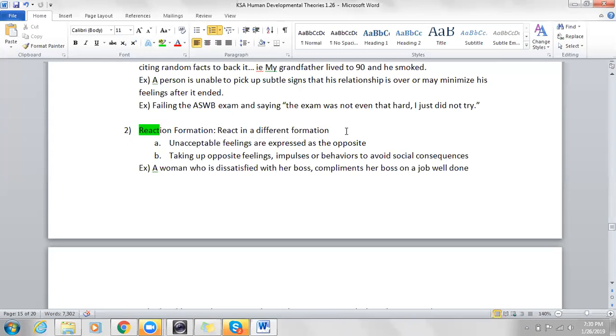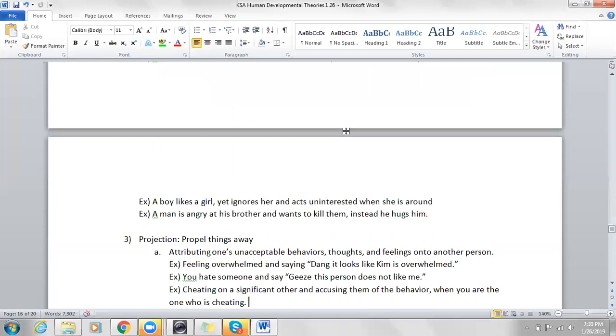So example number 1. A woman who is dissatisfied with her boss compliments her boss on a job well done. Wants to tear the boss apart, gives her a compliment instead. Example number 2. A boy likes a girl, yet ignores her and acts uninterested when she is around him. Meaning, you should act affectionate like you like the person rather than doing demeaning things. Example number 3. A man is angry at his brother and wants to kill him. Instead, he hugs him, does the opposite, shows affection rather than ending life.